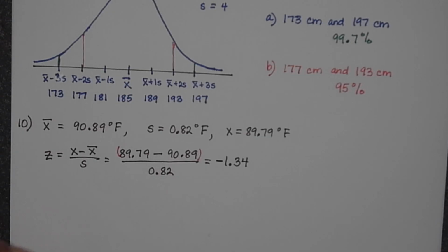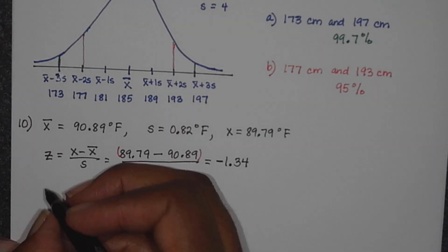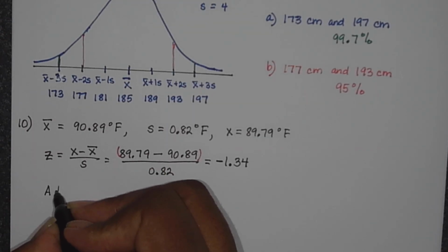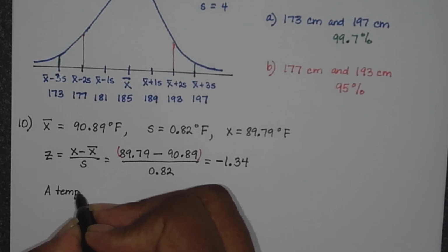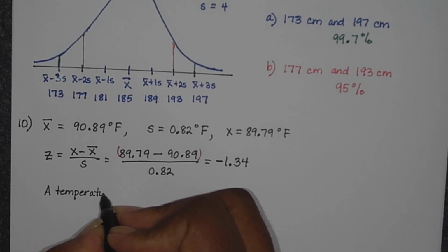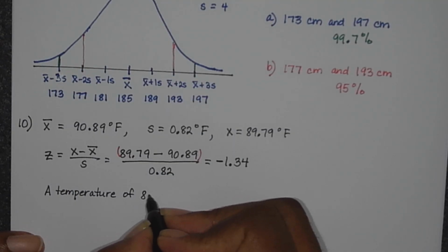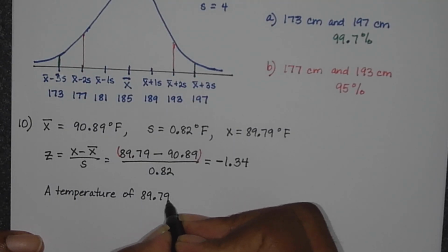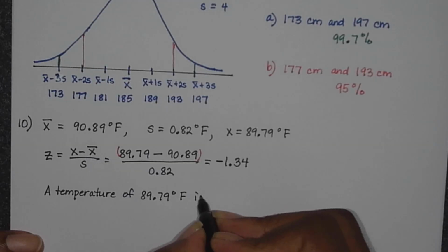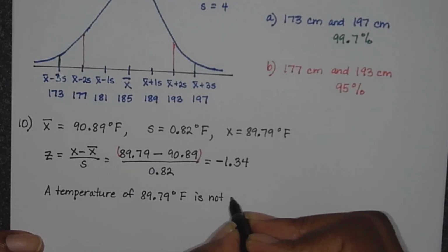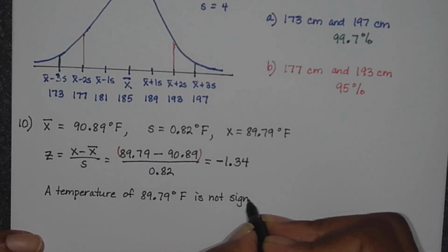So here, we can say a temperature of 89.79 degrees Fahrenheit is not significant.